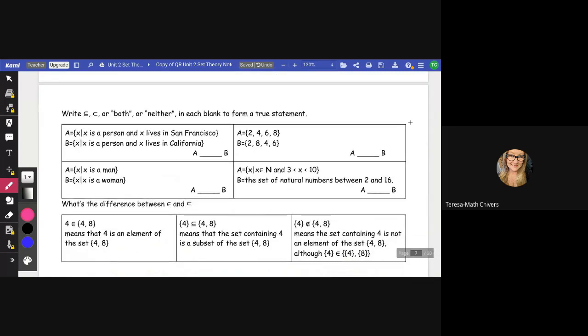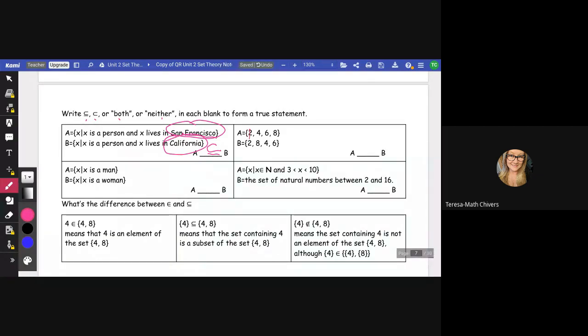So we want to write subset, proper subset, both, or neither in the blank. A is a person and that person lives in San Francisco. X is a person, and X lives in California. Does everyone in San Francisco live in California? Yes. Is everyone in San Francisco equal to everyone in California? No. So it is a subset, but it is not a proper subset.